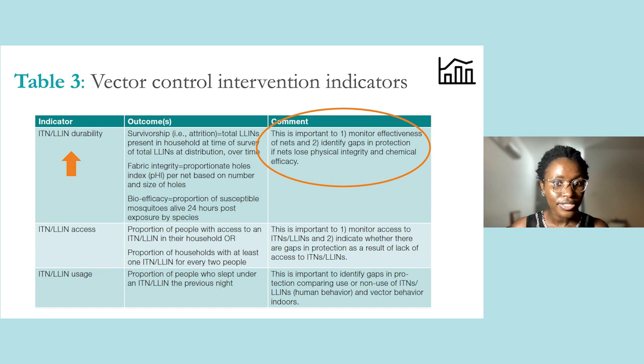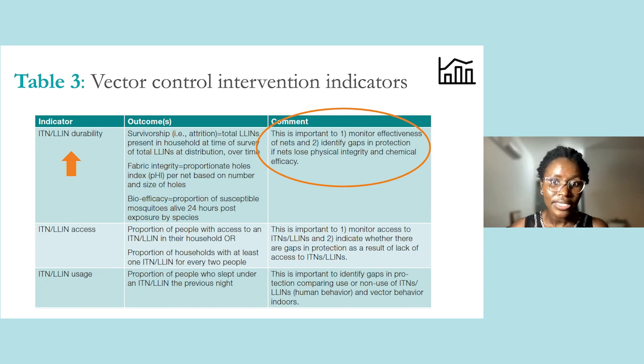Indicators in the section of the table displayed here include insecticide-treated net or long-lasting insecticide-treated net durability, access, and usage. Other indicators listed in Table 3 include intervention coverage, IRS residual efficacy, and larval source management effectiveness. Let's take a look at the first indicator here, ITN or LLIN durability. The indicator is measured by evaluating net survivorship, fabric integrity, and bioefficacy.